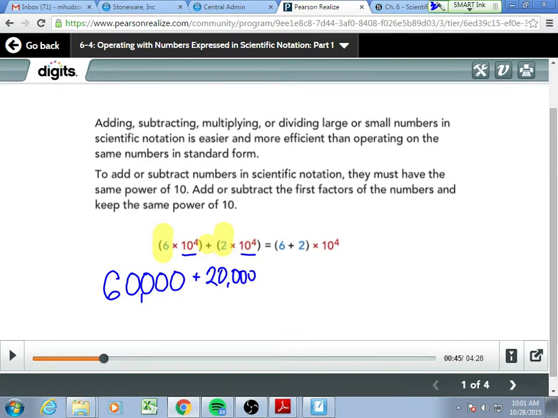So really it's just 60,000 plus 20,000, which is going to give me 80,000. So that will really just be 8 times 10 to the 4th. So when your powers are the same and you add the expressions, you just add the bases, keep your 10 to whatever power it is.